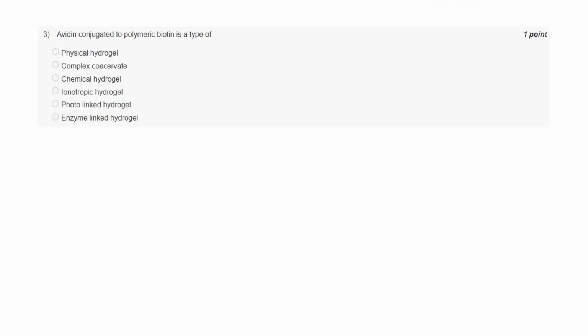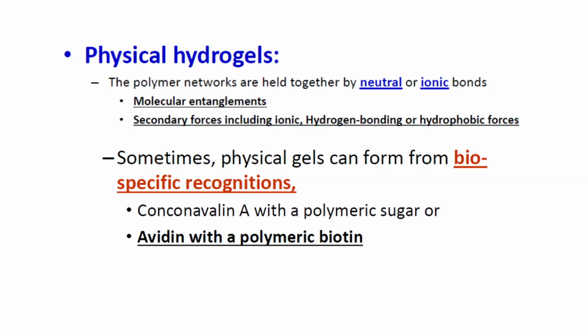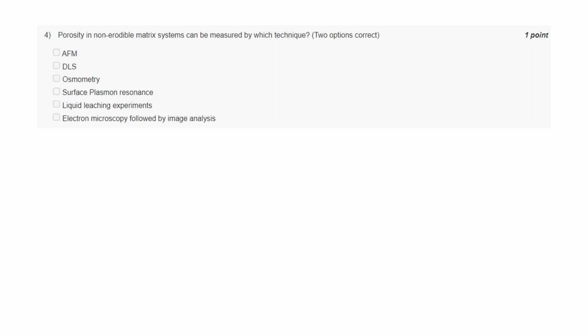Next was avidin conjugated to polymeric biotin is a type of, as you guys guessed correctly, physical hydrogel. These are some of the points to remember for physical hydrogels, and this avidin with polymeric biotin was one such example. Next was, porosity in non-erodible matrix systems can be measured by which technique?